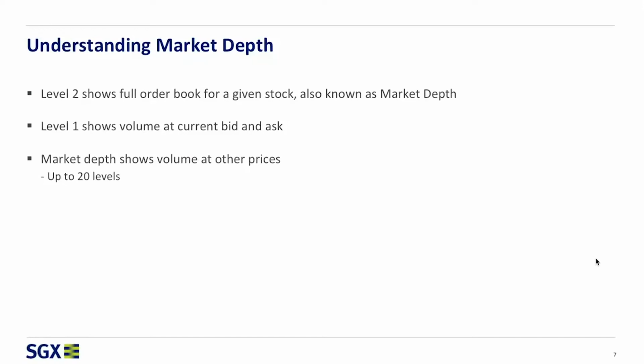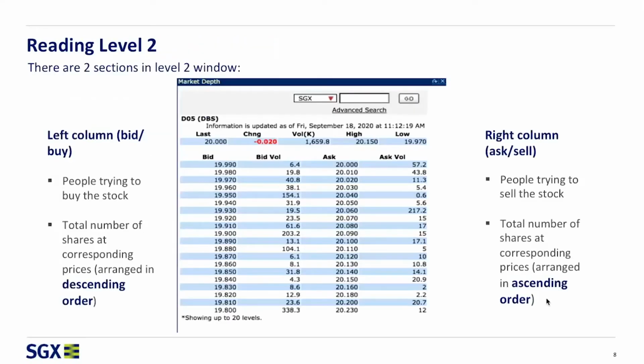Then what about level 2 or market depth? What does it show? It shows the volume at the other prices other than the current level 1 prices, and it can show you up to 20 levels on the bid side and up to 20 levels on the ask side. So let's take a look at the market depth information. Now, if you look at what I have here, this was the market depth information on 18th of September, 2020, that's last week, on DBS.